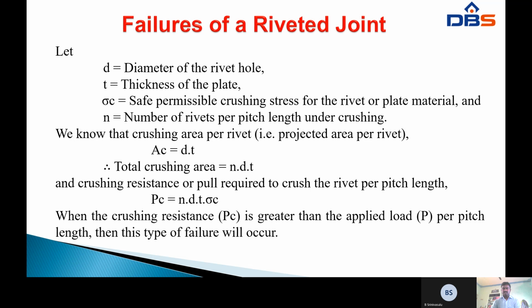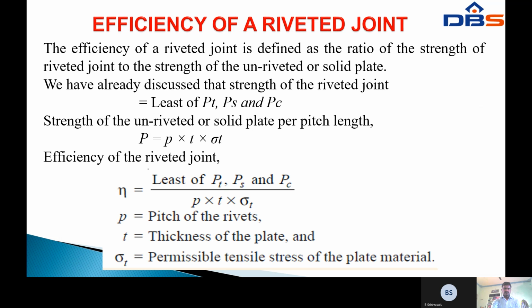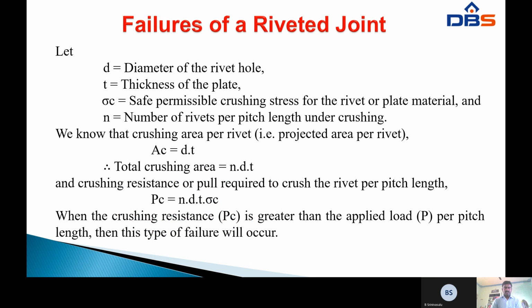When the crushing resistance Pc is greater than the applied load P per pitch length, this type of failure will not occur. This section is closed, explaining the failures of riveted joints.